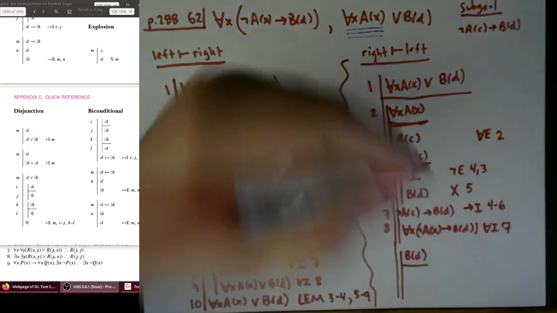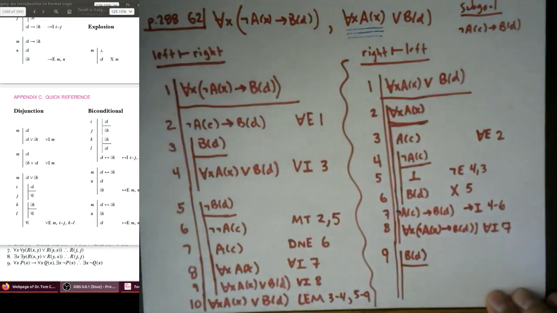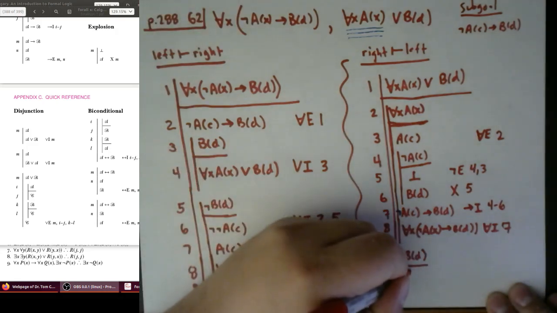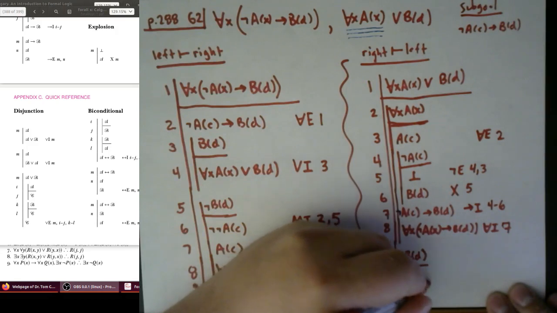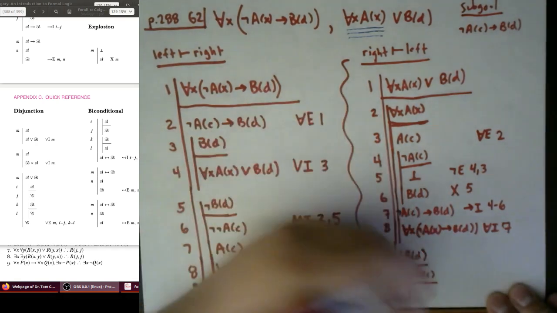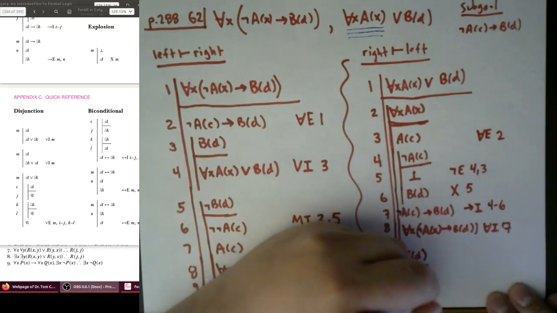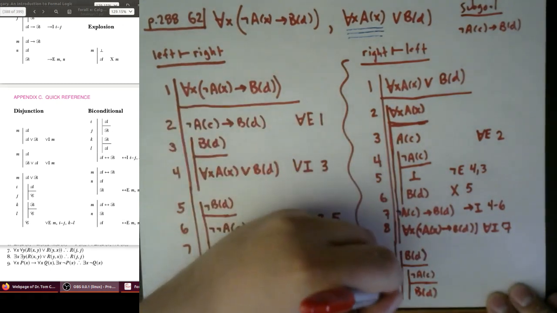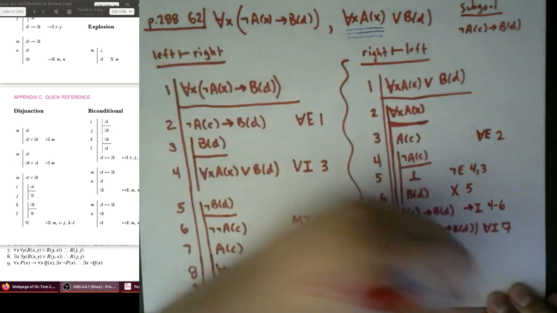Okay, so I know what to do. So here's line 9, not B of D, and inside here I want to make a subproof where I assume not A of C. Now I can conclude from there B of D, no problem, because that's repetition of line 9.